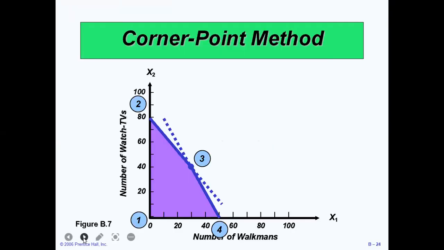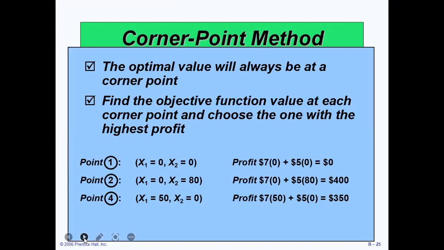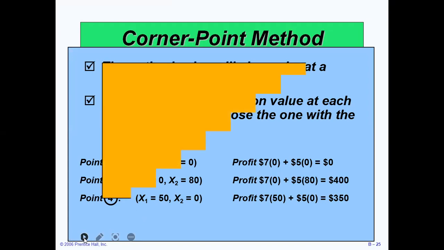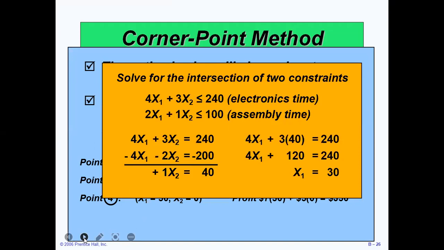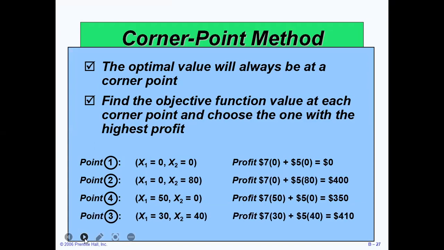Corner point method. I have used the graphical method. This is the corner point method. For the first corner point, the profit is 0. Second corner point, profit is 400 and fourth will be $350. For the intersection point of 2 constraints, we have to solve the problem. Now for the other point, x1 equals 30 and x2 equals 40, the profit is maximum.